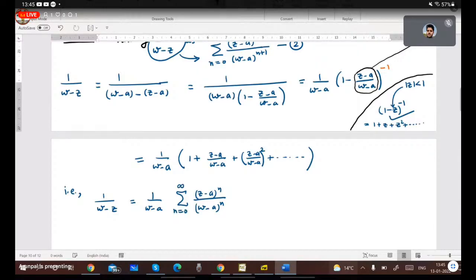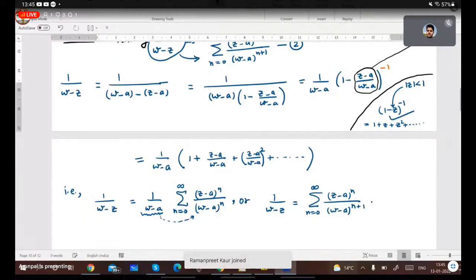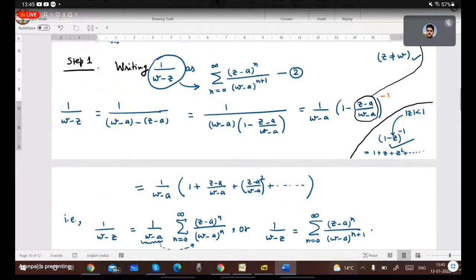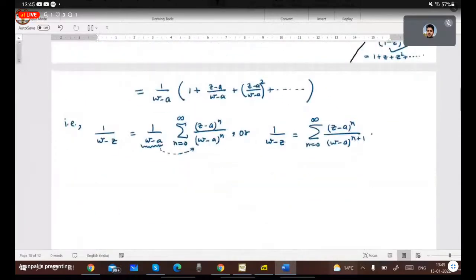ठीक लिखा, class? Just उसको sum की form में लिख दिया है ना, मतलब short form में. Is this okay? Yes, sir. और class, this is independent of n, तो आप इसको भी अंदर ले जाइए यहाँ पर. तो अगले step में बस ये लिख देता हूँ, और W minus Z is equal to summation n going from 0 to infinity Z minus A to the power n divided by W minus A to the power n plus 1. ठीक है? तो class, we have established number 2. So step 1 is done.